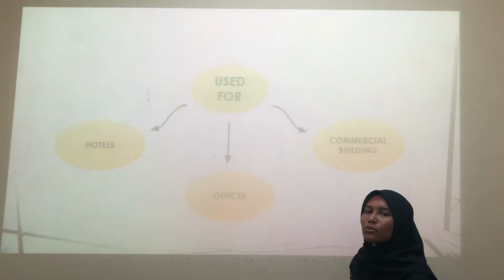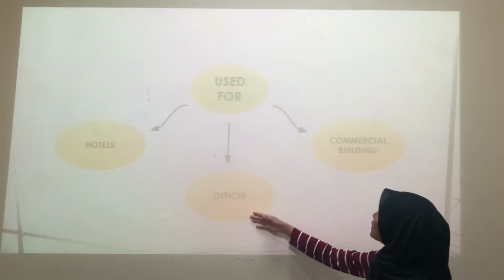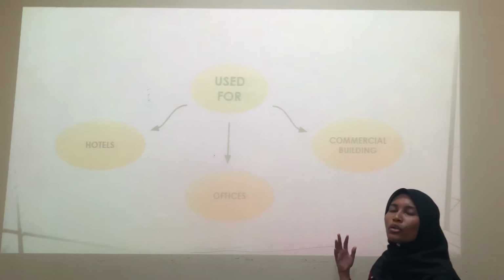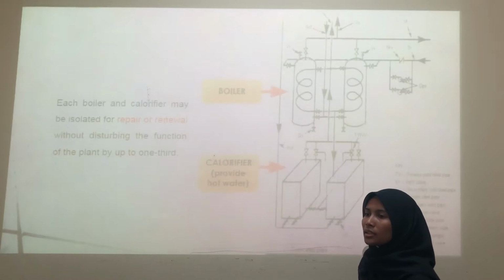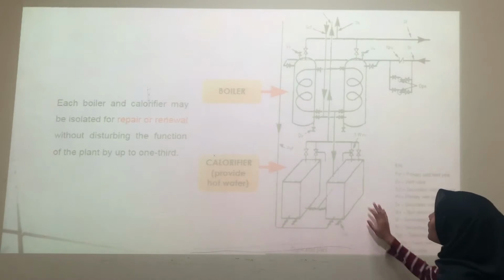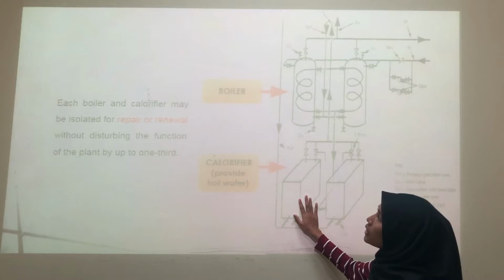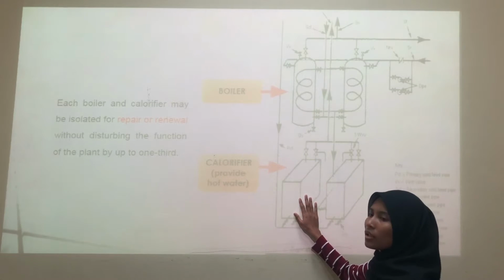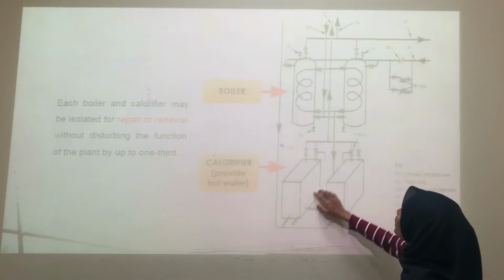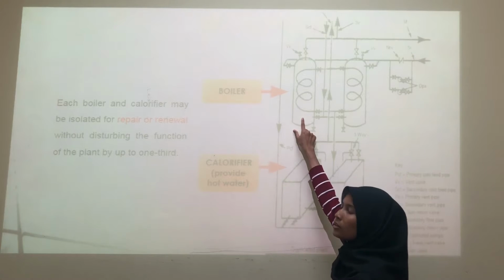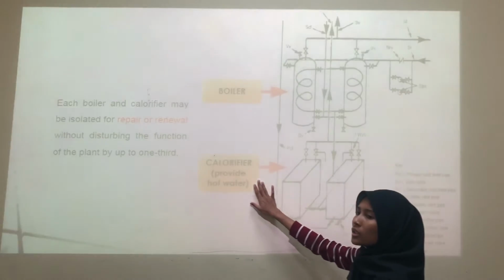Okay, untuk the application of plan ni selalunya used for hotels, offices, commercial buildings. Selalunya guna untuk bangunan-bangunan yang besar macam hotels semua. Okay, ni contoh the application plans. Each boiler and calorifier may be isolated for repair or renewal without disturbing the function of the plant. Dalam gambar ni, yang first one is boiler, and then this is calorifier. Calorifier ni untuk provide hot water.